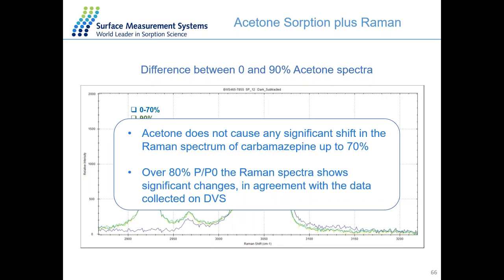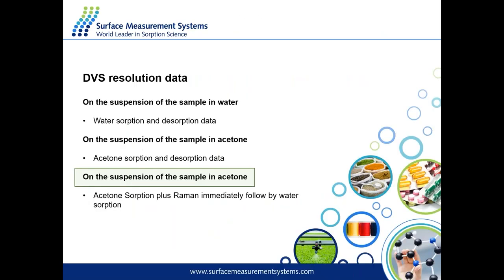Up to 70%, no change. Over 80%, perfect change in the Raman spectra, corresponding exactly with the DVS data. So the last experiment that we are doing here is we are going to form the solvate with acetone, and then we are going to push in water and see with the DVS and the Raman data if we go back to the initial form or if it's stable, if it stays there.